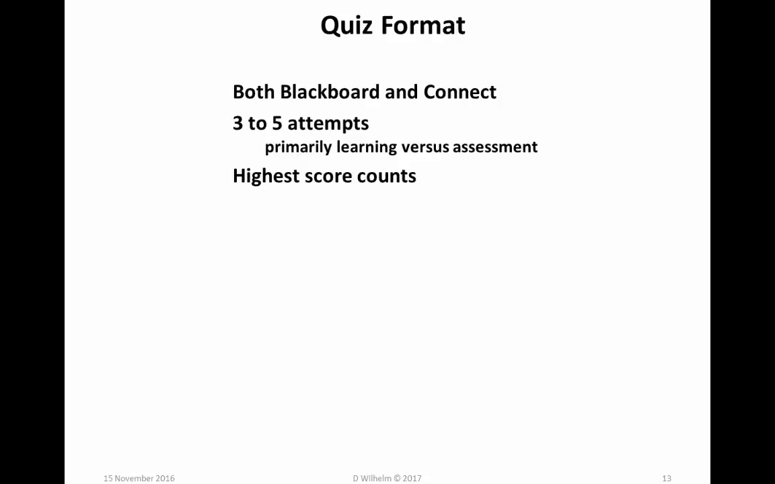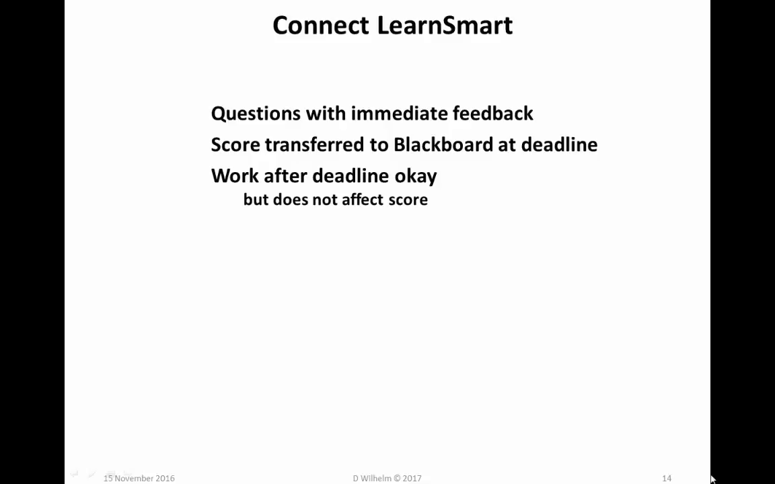The quiz format information applies to both Blackboard and Connect quizzes. You get 3 to 5 attempts. It's primarily a learning activity rather than an assessment mechanism. The highest score counts. LearnSmart is the other Connect item we are using in addition to quizzes.